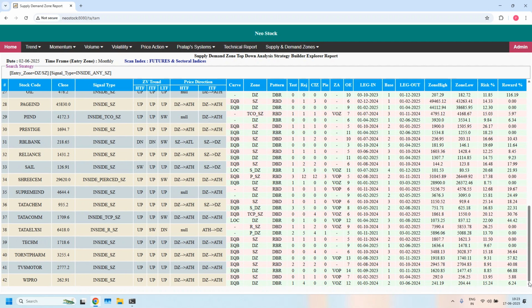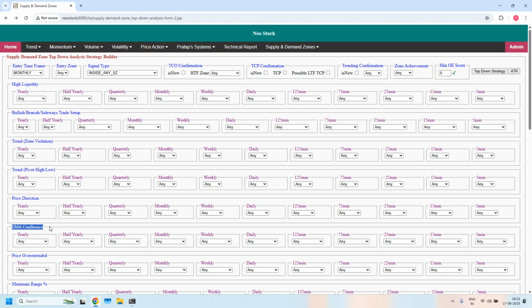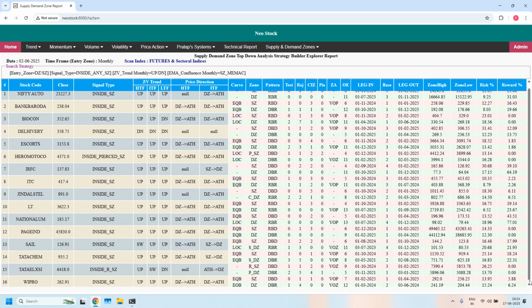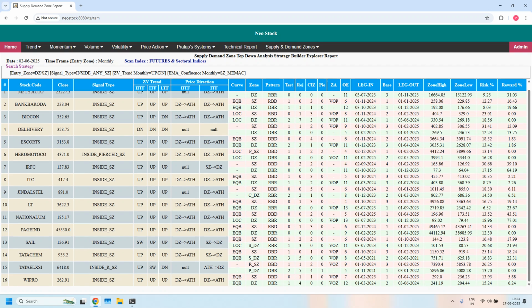We can further filter this list based on monthly supply zone having monthly EMA confluence. And also trend on the monthly should not be sideways. It can be up or down. Now the list has come down to 16 stocks. First 15 stocks in the list. Scrolling the list down. Total 16 stocks are filtered.